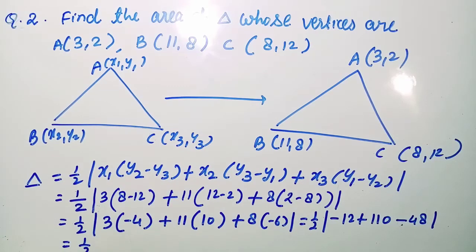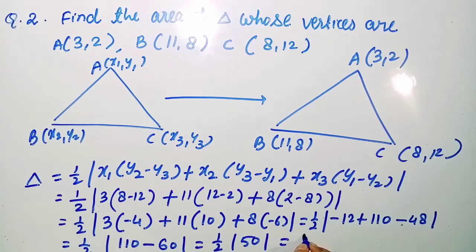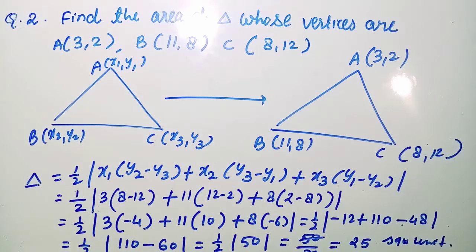So 1 by 2 modulus 110 minus 12 minus 48, minus 60. So 1 by 2 into modulus 50. So 50 will be cancelled by 2. So we are getting what? 25. So the area of the triangle is 25 square unit. Okay students, now moving to the next question.